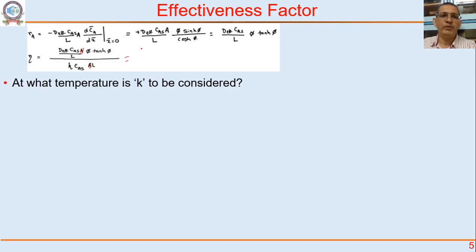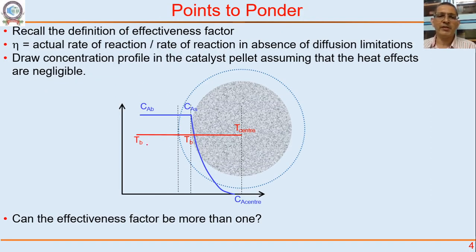This gave you tanh phi divided by phi. And remember, what is the definition of phi? Hyperbolic tan of L root K by D effective, and phi in the denominator is again L root K by D effective. An important point is what K do we consider? At what temperature do we consider this K? Here, there's not a problem because whatever temperature we measure in the bulk, temperature everywhere is the same. So we can calculate this K based on the bulk temperature.